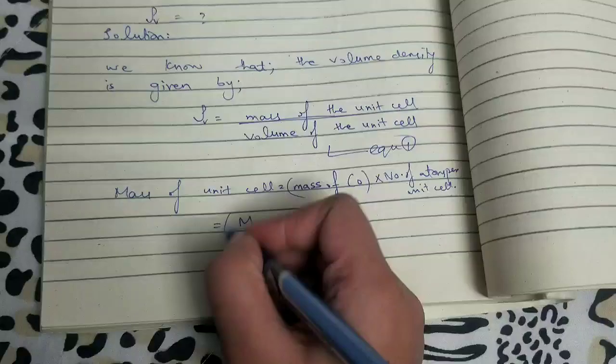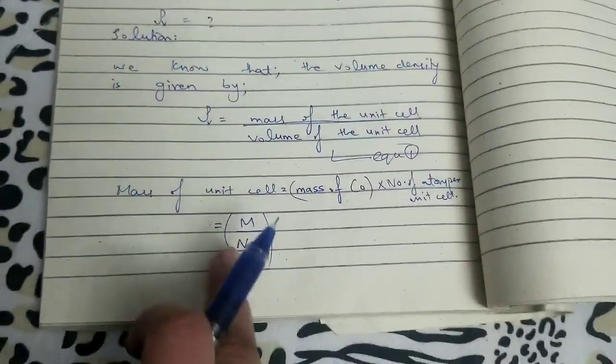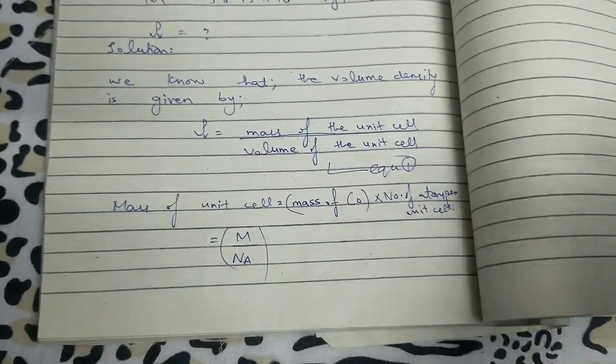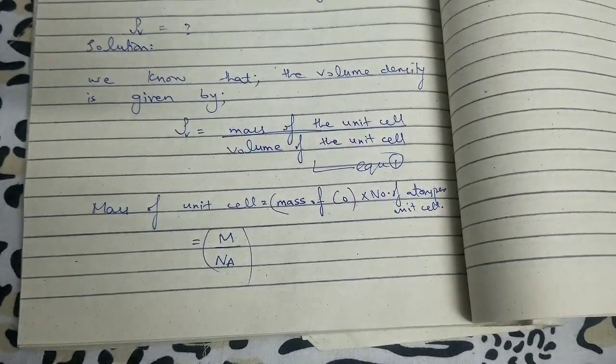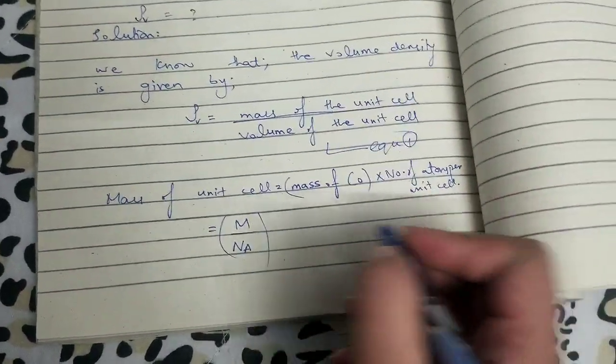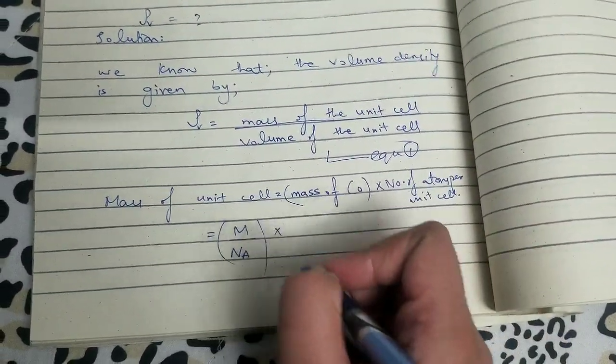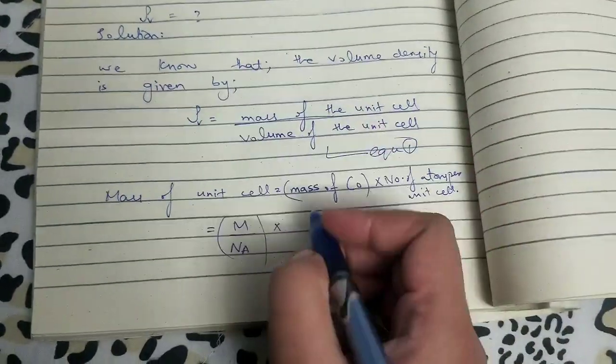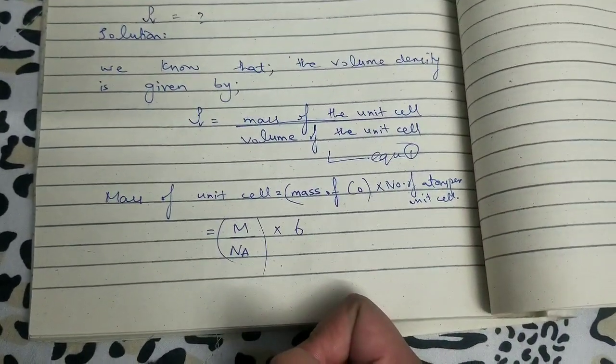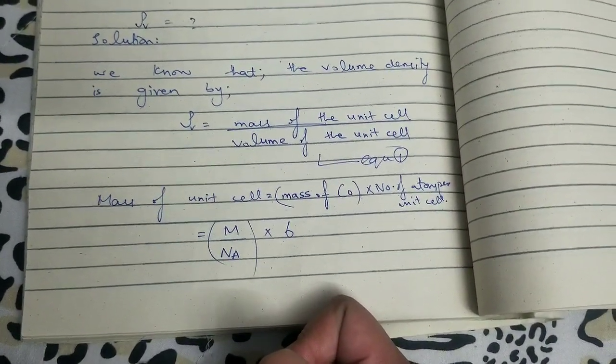Molar mass and atomic mass are similar things. Molar mass is given and Avogadro's number is a constant, 6.02 × 10^23. We simply put it there and multiply by the number of atoms per unit cell. In HCP, you can remember it is 6. There are 6 net atoms per unit cell in HCP.